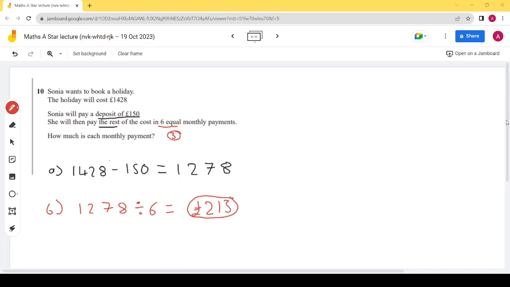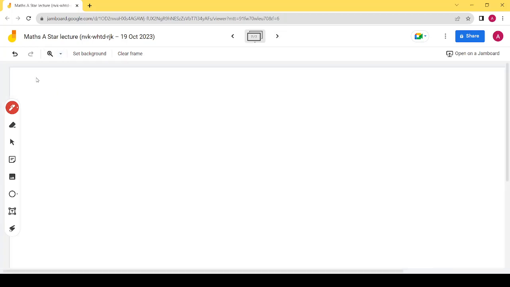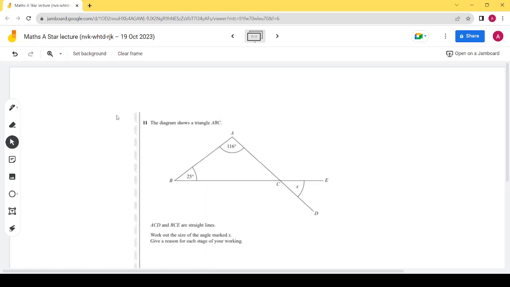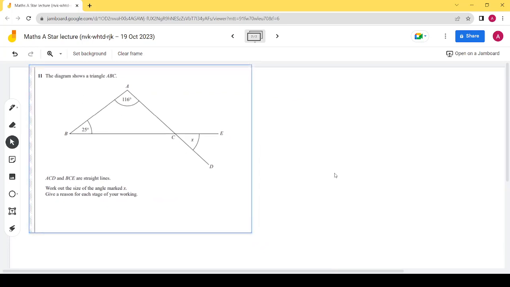All right, so the next question we're going to come to, we're going to have a little bit of angles. Okay, so we've got here the diagram shows triangle ABC, and we are told ACD and BCE are straight lines, and you need to work out the angle size of the angle marked X. Give a reason for each stage of your working.